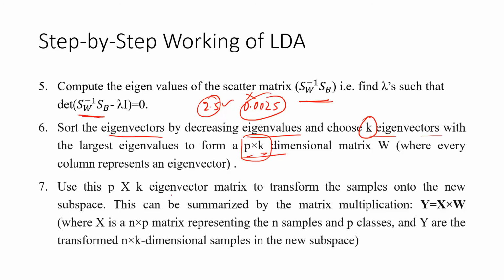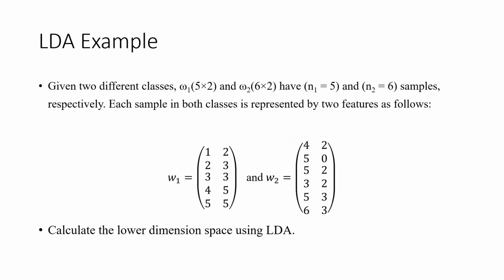So use this p into k eigenvector matrix to transform the samples into the new subspace. You have to convert this into the new sample subspace, and the overall new dimension will come out from the original dataset. So let's see this small example. It will take 2-3 minutes to understand this example, and then we will move to the next thing. So this is what has been given to you. There are two different classes.